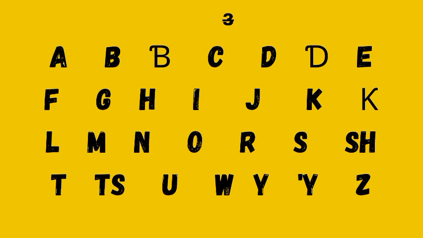B in Hausa is pronounced as Ba. We have two B's in Hausa. The first B is pronounced as Ba, while the second B that has a curve is pronounced as Ba. C is pronounced as Cha. We have two D's in Hausa. The first D is pronounced as Da, while the second D is pronounced as A.